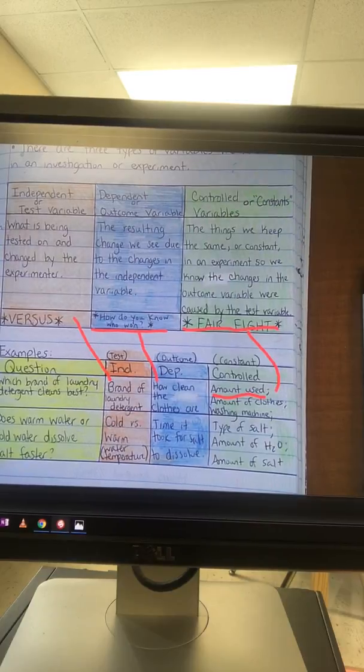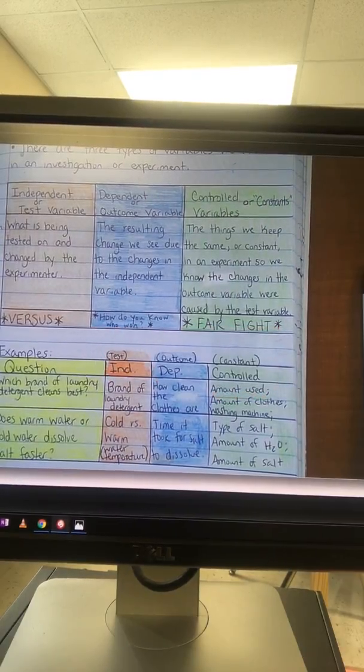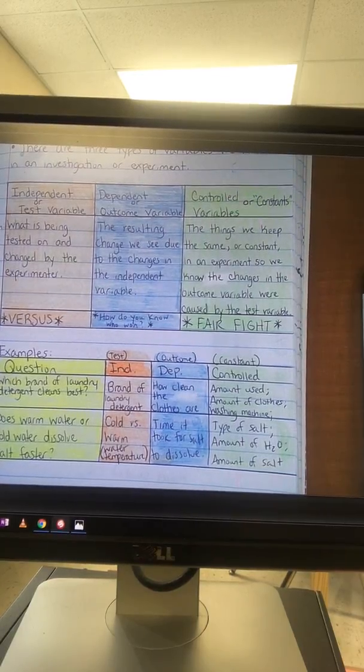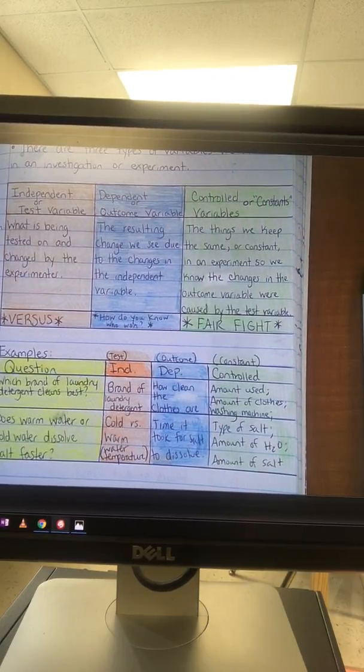Okay, so now let's go and do one more. Does warm water or cold water dissolve salt faster? So in this competition, who is competing? Who versus who? Well, you should be able to tell that it's warm water versus cold water, right? So that is who is in our race. That's in our battle. Okay, and what are we going to be measuring to see which dissolves salt faster, cold water or warm water? You are going to be measuring how long it took the salt to dissolve. So you're going to be measuring the time here.